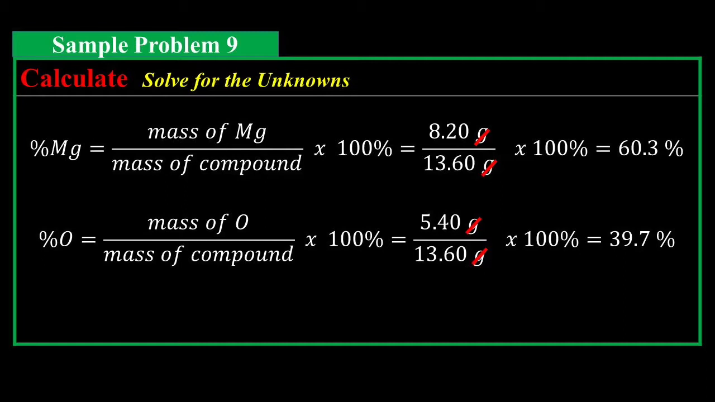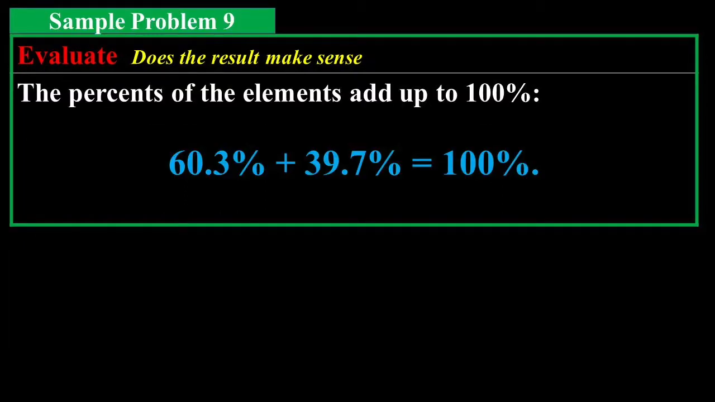So 8.2 grams divided by 13.6 times 100 is going to be 60.3% for magnesium. Do the same calculation for oxygen, where it's going to be 5.4 grams divided by 13.6 times 100, and that equals 39.7%. So it's 60.3 and 39.7%, and that's going to add up to 100%, and that would be the evaluation. And that's actually very correct.